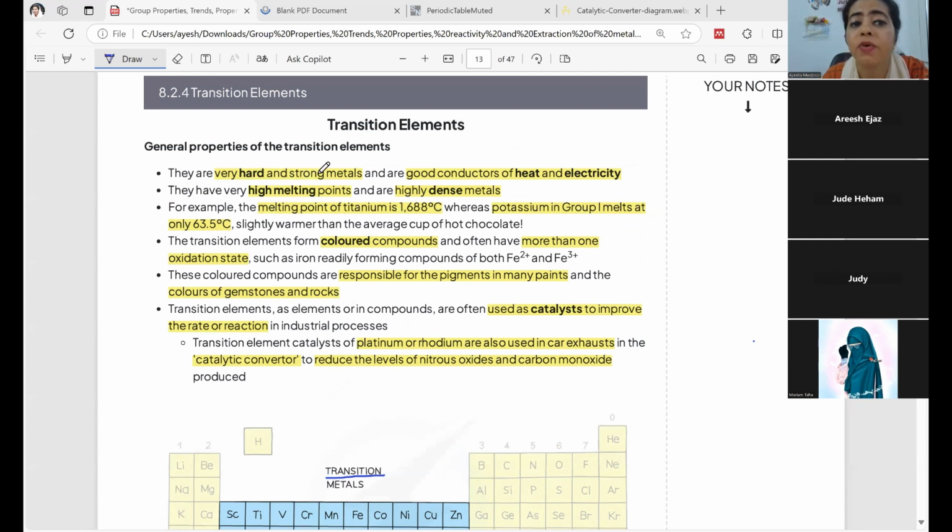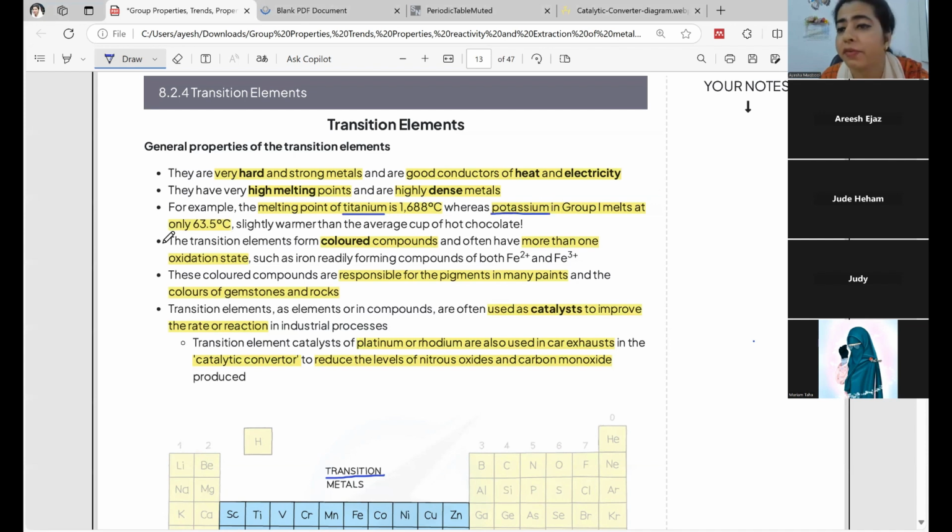They are very hard and strong metals, which is unlike group 1 and 2 because they were soft. They are good conductors of heat and electricity, just like group 1 and 2 metals. They have very high melting and boiling points, and high density as well, unlike group 1, which had low melting points and low density. We can have one comparison, one example as well. The melting point of titanium, from the transition metals, is more than 1600, but for potassium from group 1, it is only 63. So there is a big difference in the melting point values.